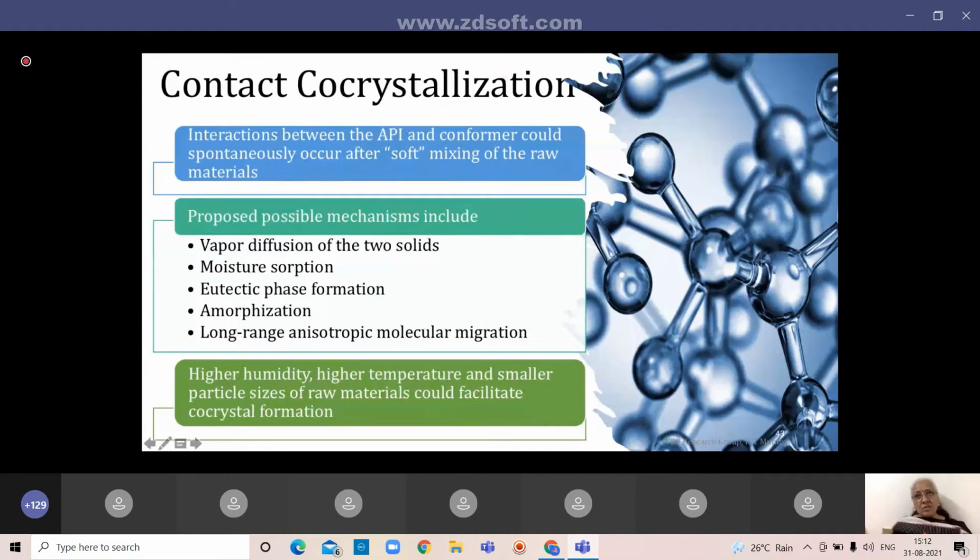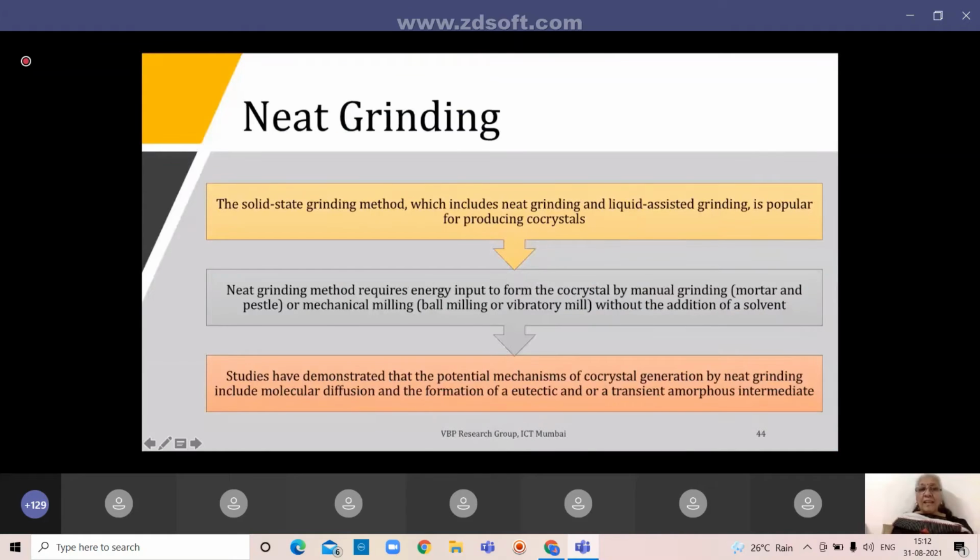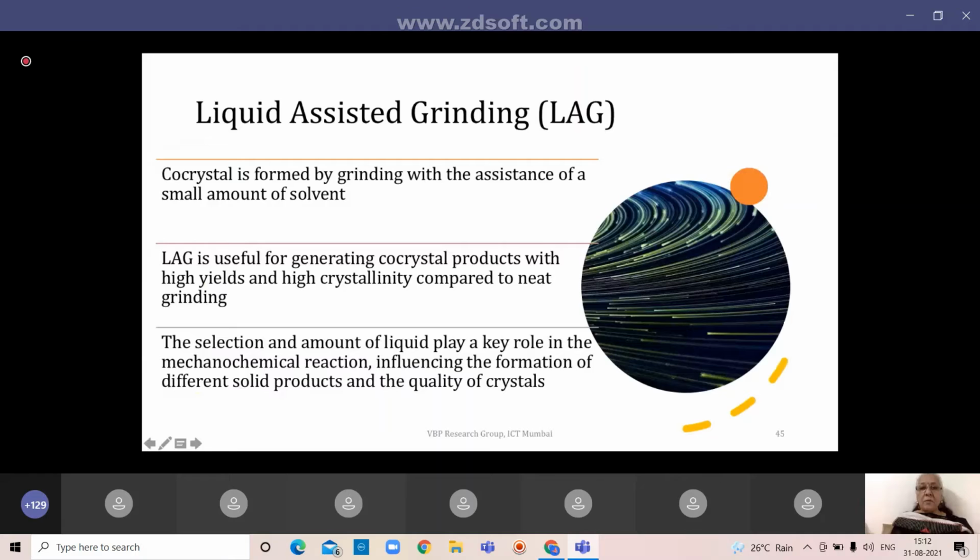So couple the techniques together. You can use an anti-solvent technique along with this. Neat grinding, where you're using, as I've already told you, ball milling or any other vibratory mill. We are using at ICT a planetary ball mill. Same way, for liquid assisted grinding, we've been using a planetary ball mill. Of course, a ball mill can also be used, but planetary is much more efficient.